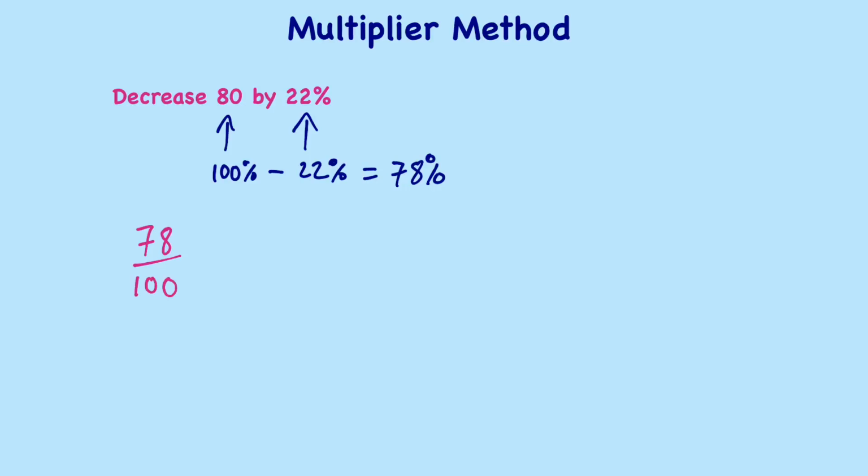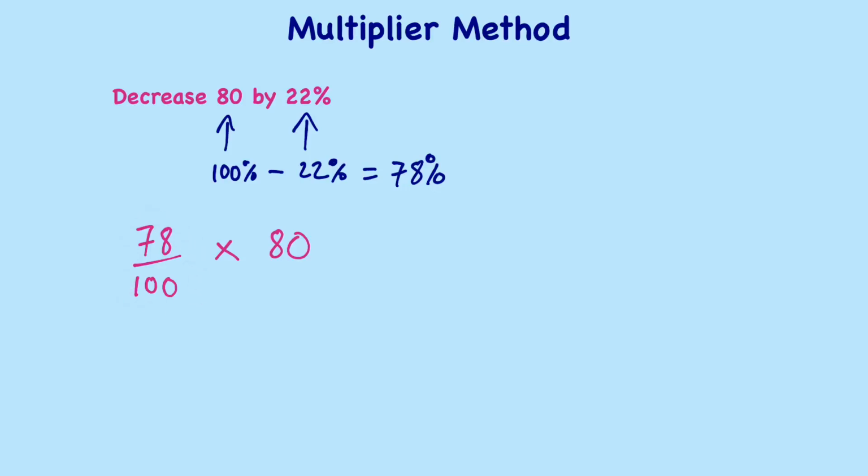Let's have a look at one more decrease. So this time I'm going to decrease 80 by 22%. So my answer will have 100% of 80 minus my 22%. So I'm looking at 78% of the original amount, 80. So if I set that up below as a calculation, I have got 78%, which means out of 100, of, which is times 80.